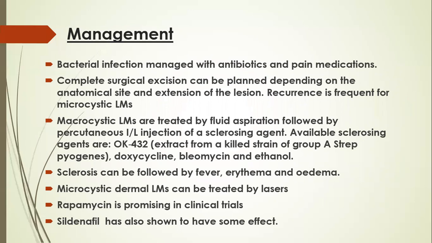The macrocystic lymphatic malformation is treated by fluid aspiration followed by percutaneous intralesional injection of a sclerosing agent. The available sclerosing agent here is OK-432, which is an extract from a killed strain of Streptococcus pyogenes. Also used are doxycycline, bleomycin, and ethanol. Sclerotherapy can be followed by fever, erythema, and edema.